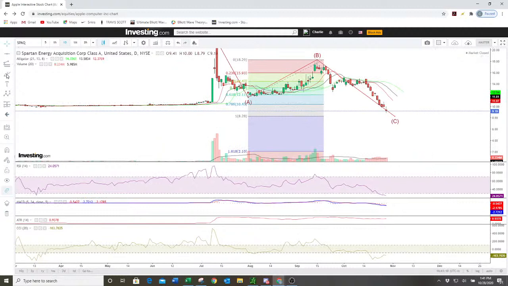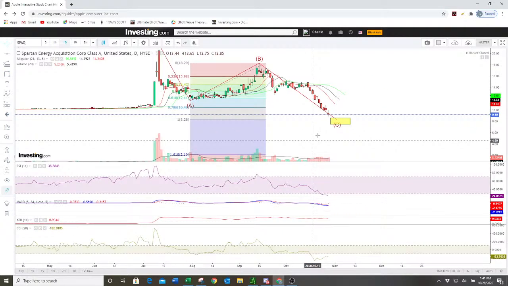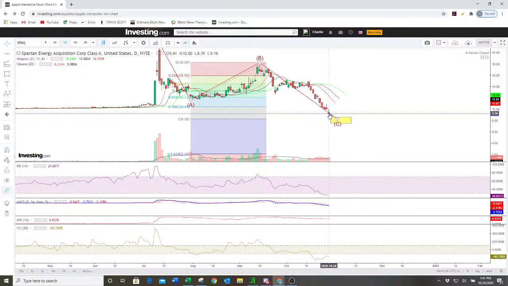So we could do this. We can place a rectangle here, put a box here, and that'll be our buy zone there. So we're almost there. Today we hit a low of 8.79, which is only 50 cents apart from that low. So very soon, I would say, is the buy time for SPAC.